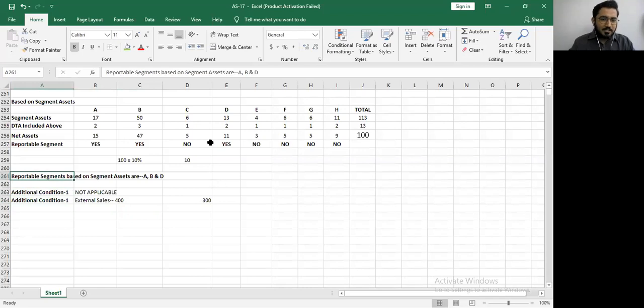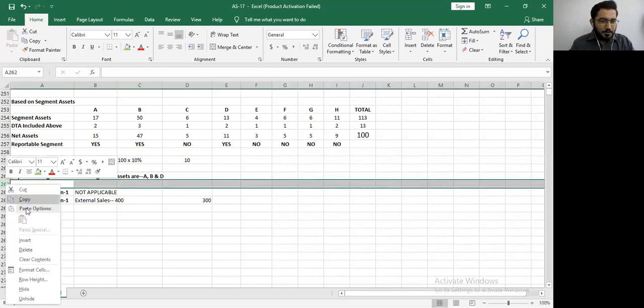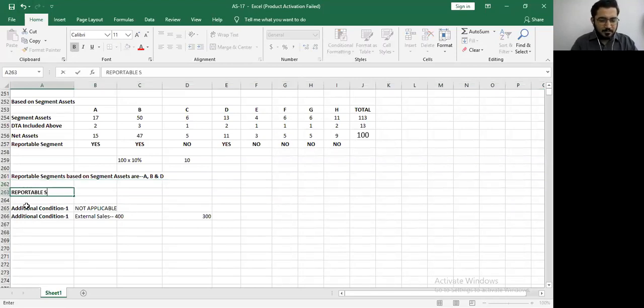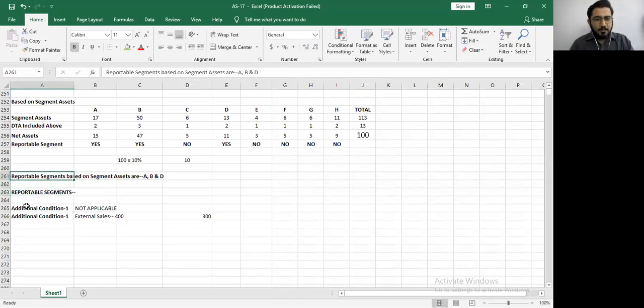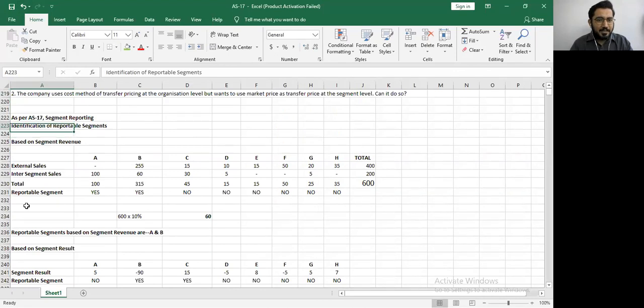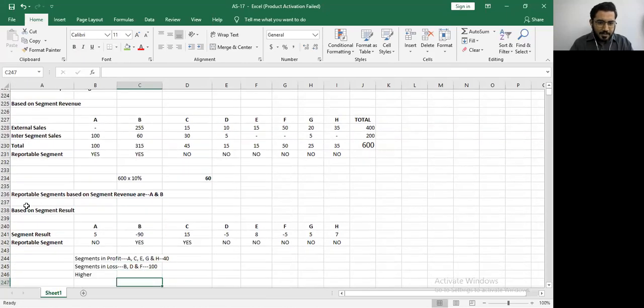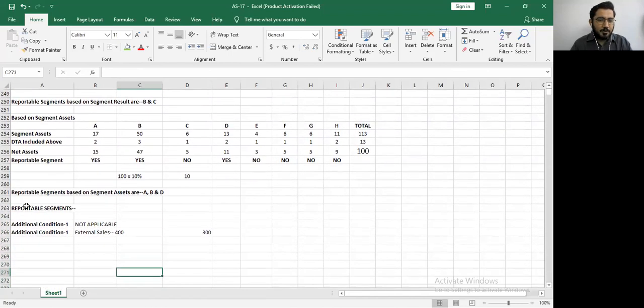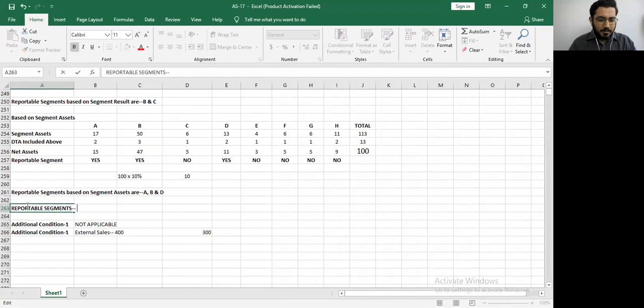Your reportable segments, let's also find that. Let's not write the final answer over here. That we will write at the end. Reportable segments as of now are A and B, A, B and C, and A, B, C and D. So my reportable segments are A, B, C and D.